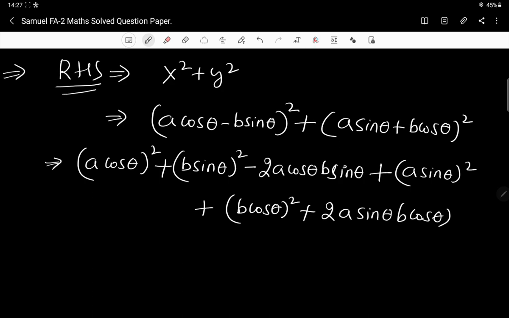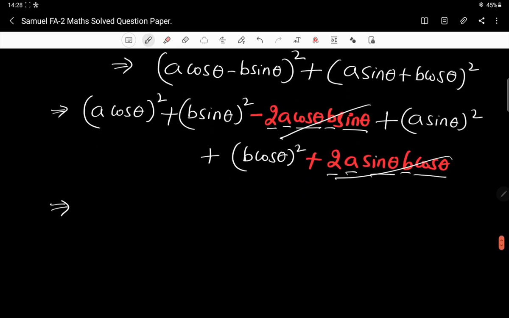Alright. Now look at these two terms, dear children. They are same, no? 2a cos theta b sin theta, and this is 2a sin theta b cos theta. One and the same, no? Let us rub this bracket also, we are not in need of this. Try to understand this, dear children. One is plus, another is minus, and exactly they look same. 2 is there, 2 is there, a is there, a is there, then cos theta, b, sin theta, everything same. So that's why they cancel each other.